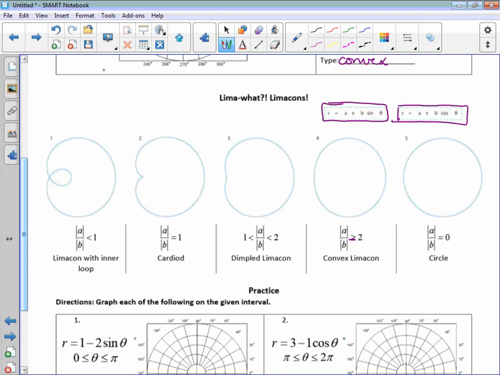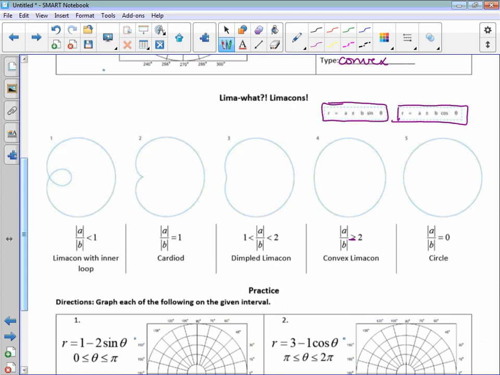If you think of them in this order, it's easier to remember. You're going from the smallest: less than 1, equal to 1, between 1 and 2, and greater than or equal to 2. Think about it being like a balloon that's being inflated. The inner loop is when it's all folded in on itself. You put a little bit of air into it, and it turns into a cardioid. A little more air, it's dimpled, and you've filled up your balloon at this point.